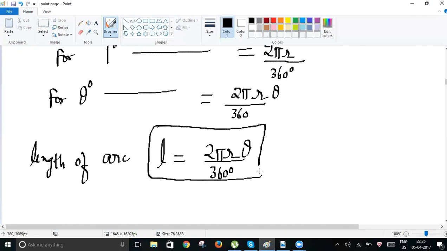So length of arc L is equal to 2 pi r theta divided by 360. This is the formula. Using this formula, anytime we can calculate the length of any arc of a circle, but to calculate this, we must know what theta is and what the radius of the circle is. It depends on these two factors. Clear? Now, the books say the arc length is radius times theta.